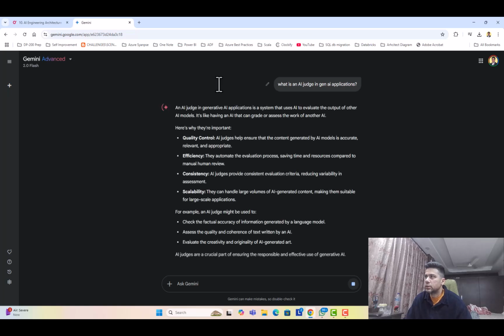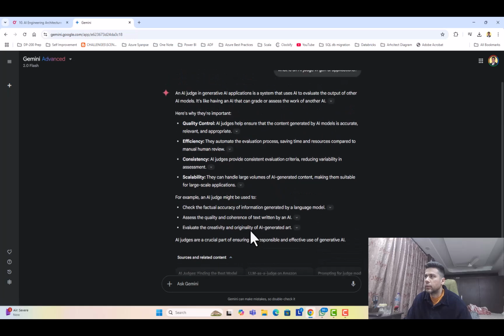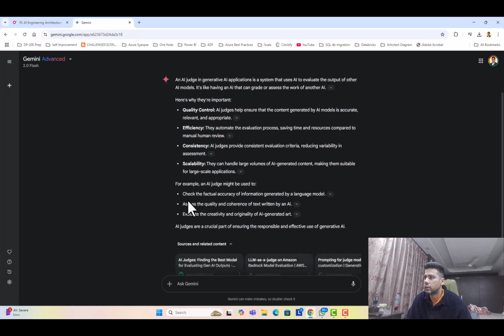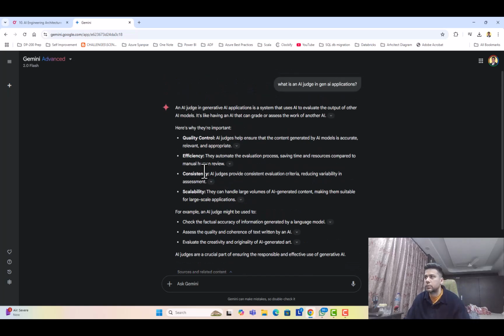An AI judge is a system that uses AI to evaluate the output of another AI. It's like having an AI that can create or access the work of another AI. Okay, this explains things: quality control, consistency, scalability, check the factual accuracy of information, assess the quality, evaluate the creativity and originality. Okay, got it. So it's another AI which can monitor the output of AI.